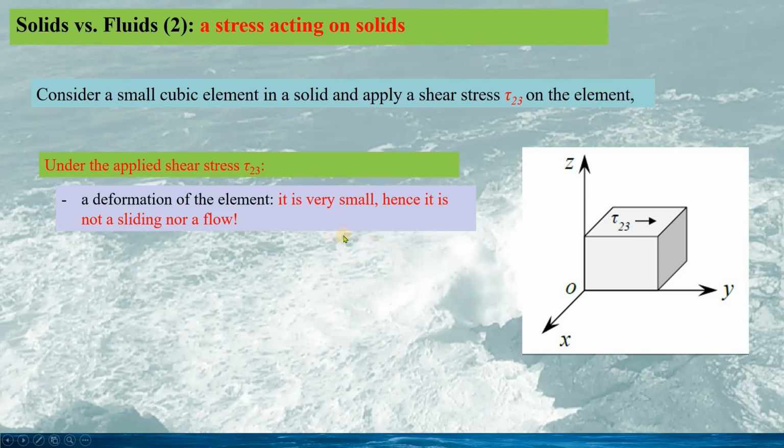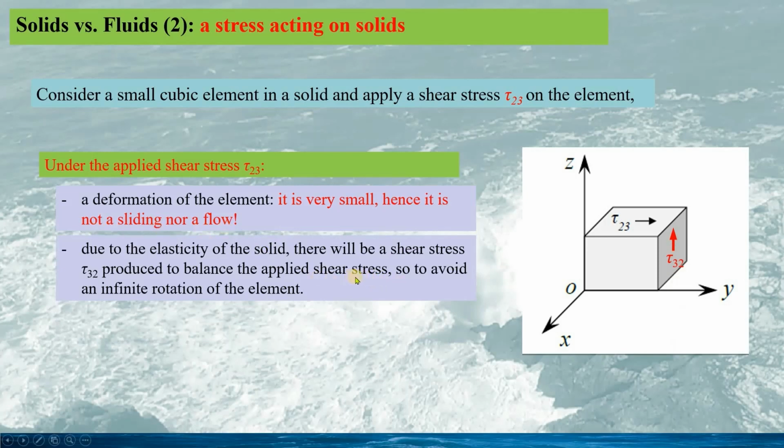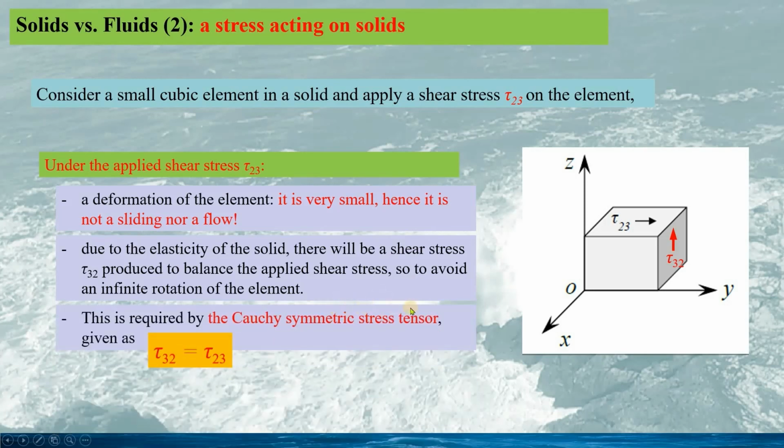It should be noted the deformation is very small, hence it is not a sliding or a flow. Due to the elasticity of the solid, there will be a shear stress tau 32 produced to balance the applied shear stress on the vertical surface at the right-hand side, so as to avoid an infinite rotation of the element. This is required by the Cauchy symmetrical stress tensor, given as tau 32 equals tau 23.